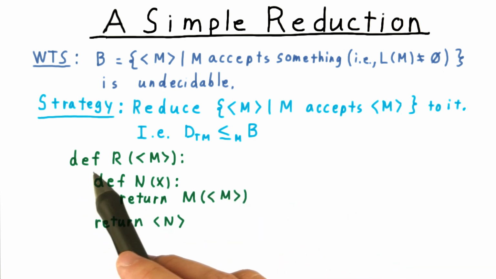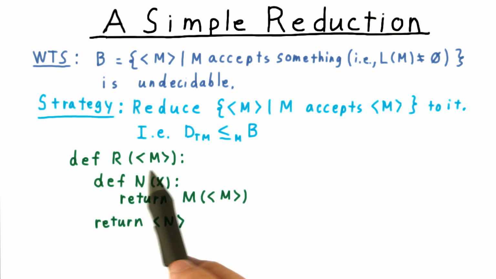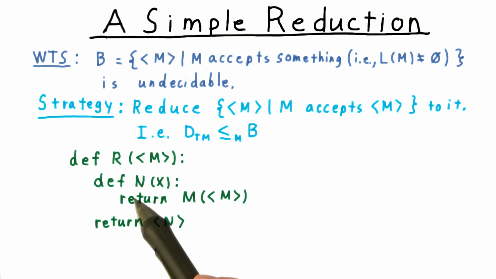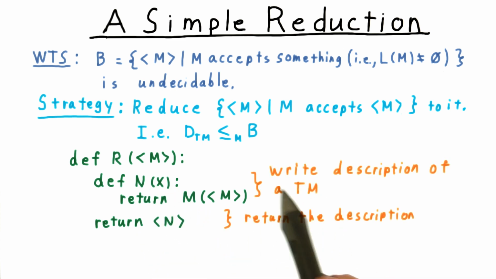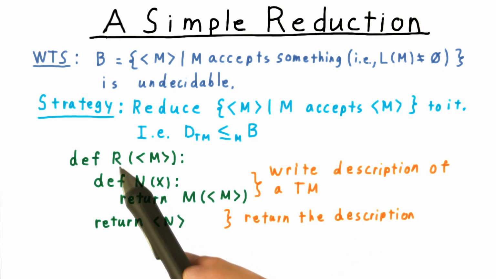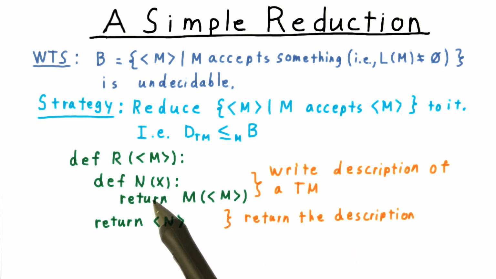The reduction is a computable function whose input is the description of a Turing machine M, and it's going to build another machine N in this Python-like syntax. First, we write down the description of a Turing machine by defining this nested function. Then, we return that function. An important point is that the reduction R never actually runs the machine N. It just writes the program for it.